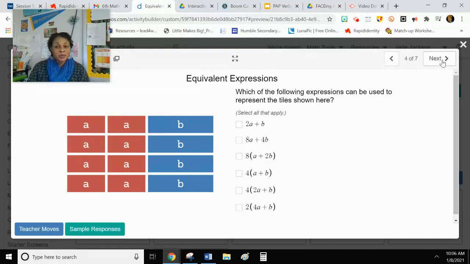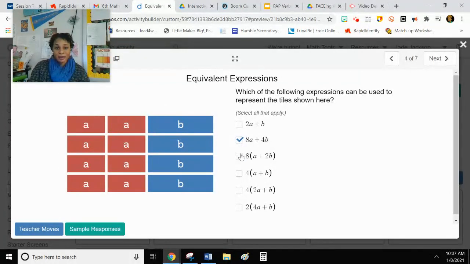Here, which of the following expressions can be used to represent the tiles shown? Look at the tiles. I want you to think about Gabriel and Kayla. How was one arranged and how was the other arranged? Select all that apply. What answers could you select for this picture? Okay, so hopefully you were thinking like Gabriel and thinking like Kayla, and you started with the obvious that there are 8 A's and there are 4 B's. But then if you thought about Kayla's way, you could group them. This is 1, 2, 3, 4 groups. And in each group, I could have 2 A's and 1 B.